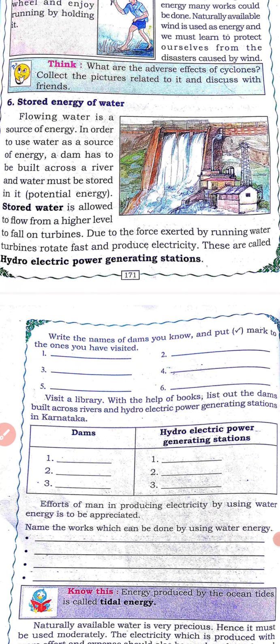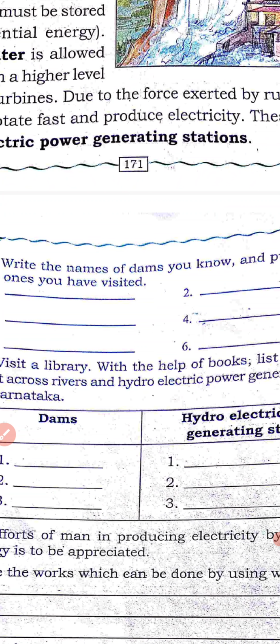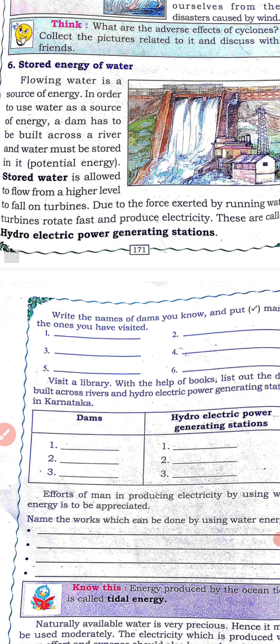Next, one activity is given. Write the names of dams you know and put a mark on the ones you have visited. This is homework for you. You have to do that. List the names of the dams you know and which dams you have visited. Next, one more activity is given. Find out from which dams hydroelectric power is generated. These two activities you have to do.